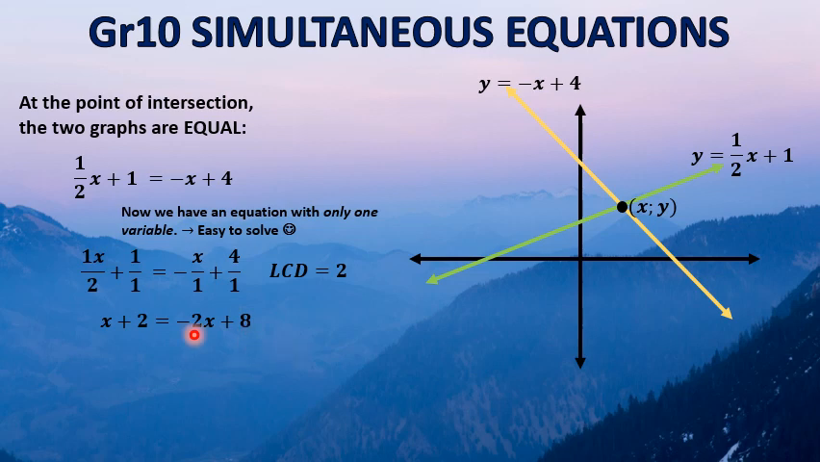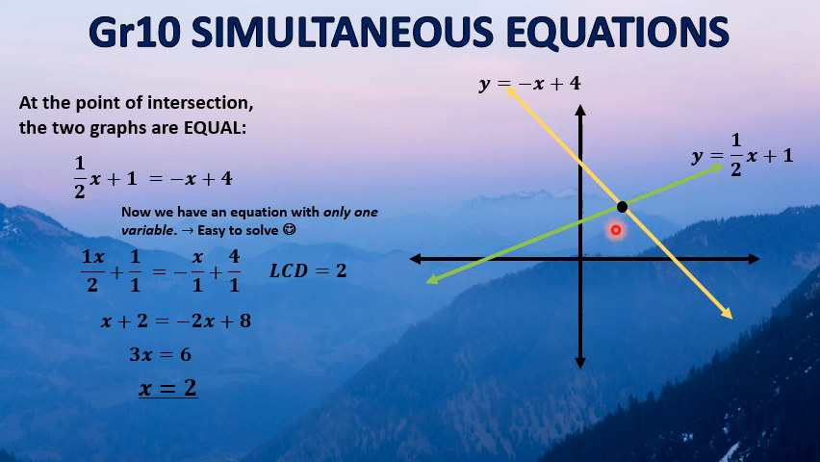Now we get all our variables to one side. I'm taking that negative 2x over to the left-hand side. You'll end up with x plus 2x. And I'll take this positive 2 over to the right-hand side and get 8 minus 2, which will leave me with 3x equals 6. Divide both sides by 3, and we get x equals 2.